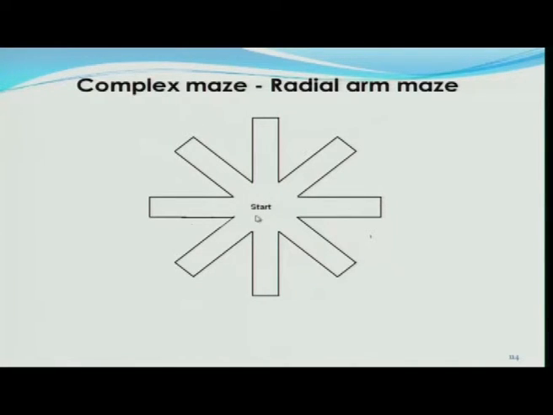Here is another example of a complex maze, which is referred to as the radial arm maze. The animal is kept at this central point. What the animal has to learn is to go up each of these arms and find where the food has been placed. The rule is that the animal should visit every arm, such movements are allowed, only once. If the animal repeats its path, that would be classified as an error, at least at the initial stages of the experiment.